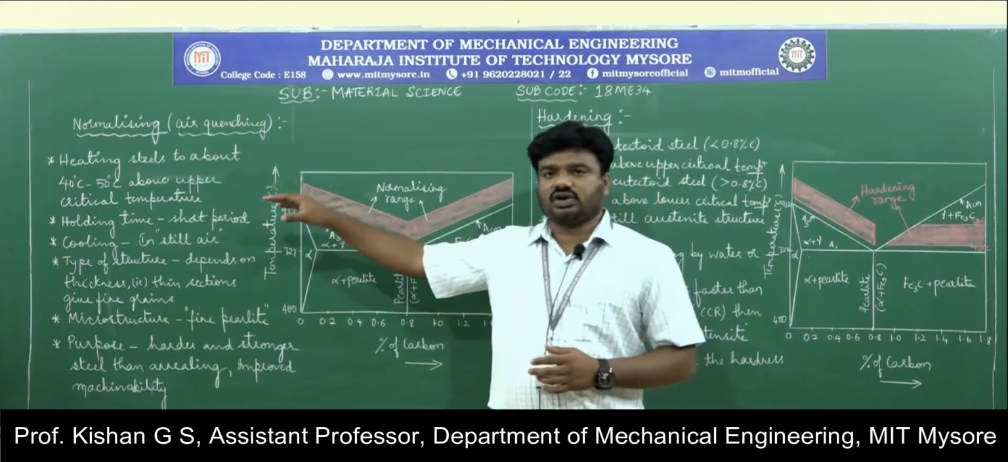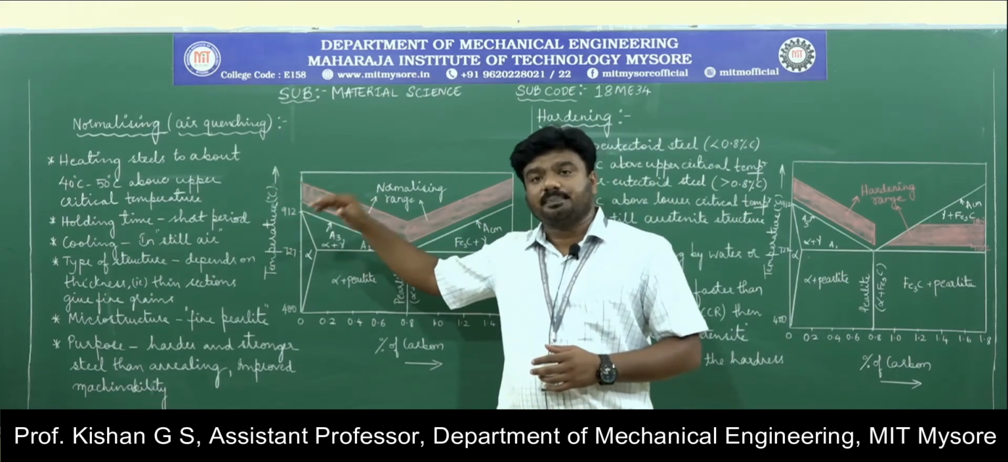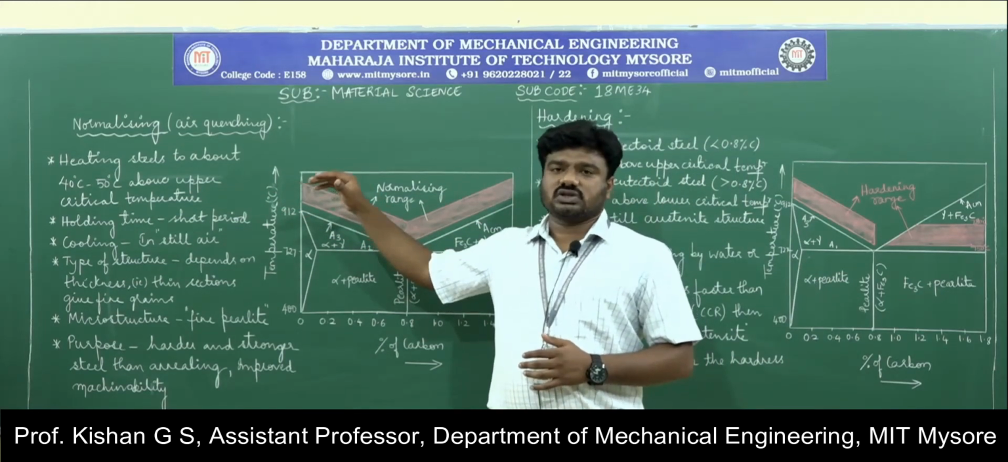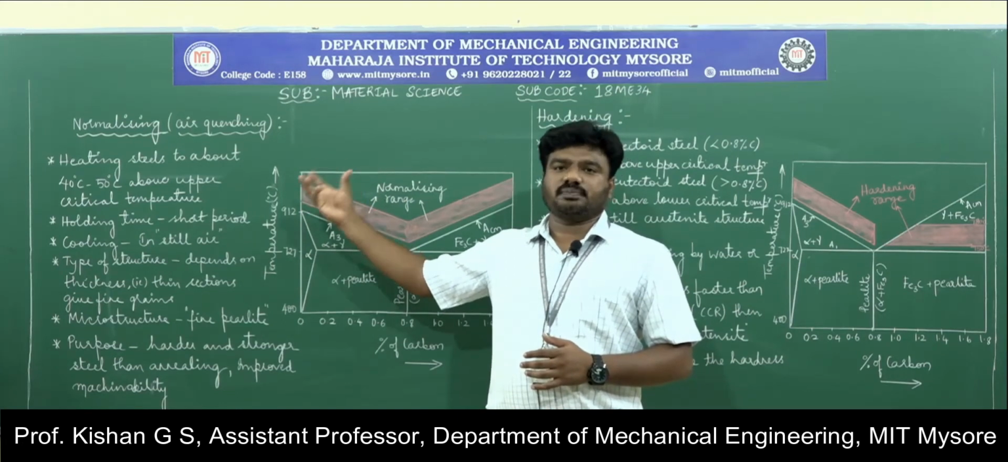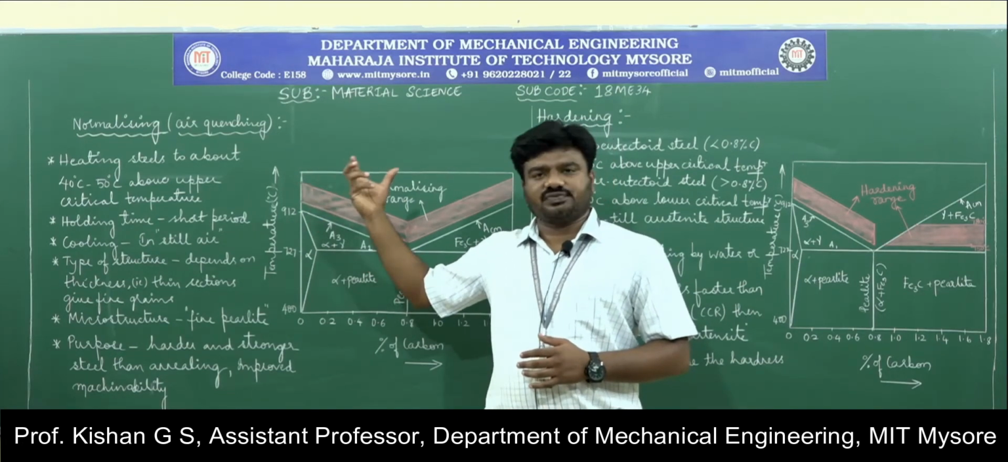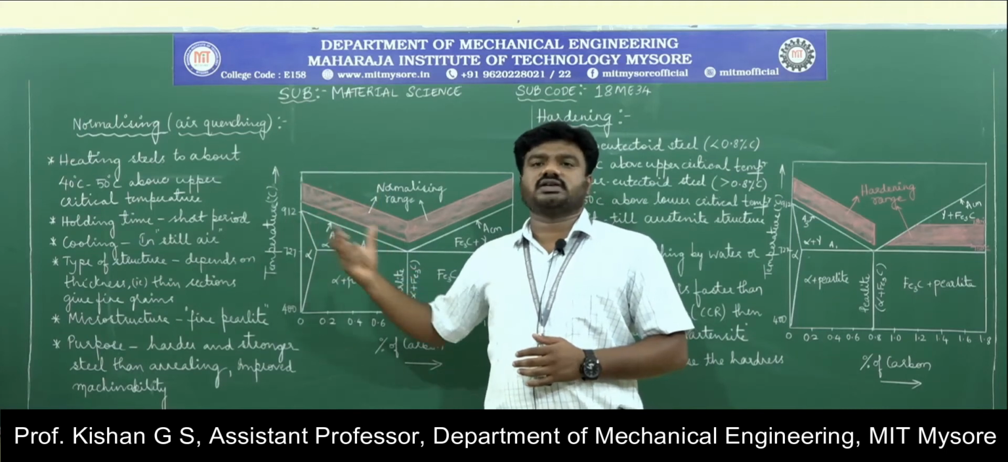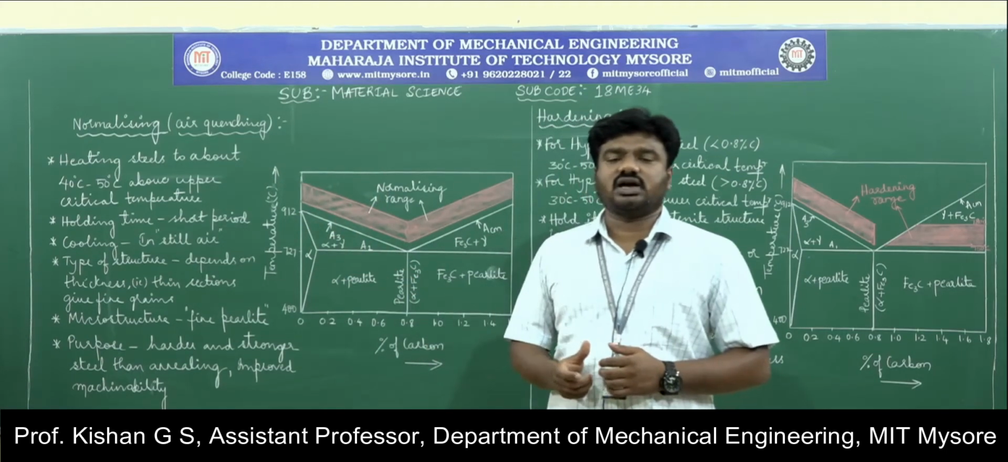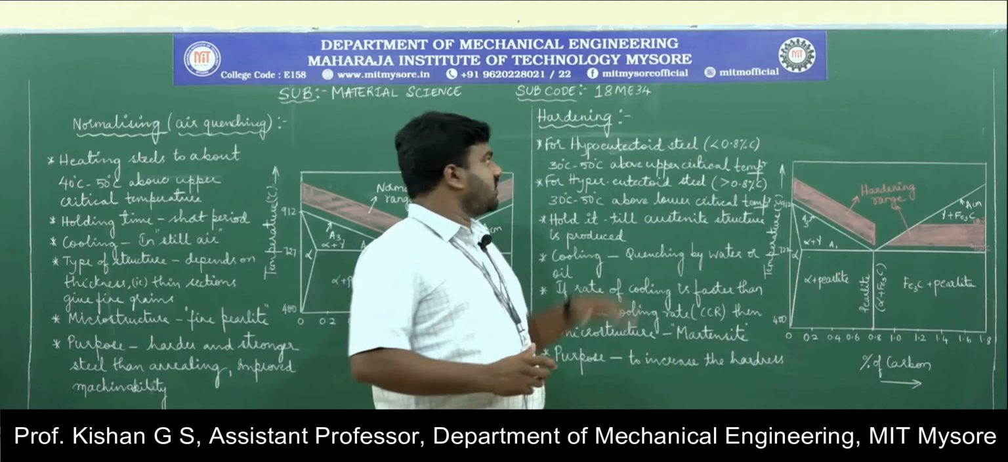Keep in mind, 40 to 50 degrees Celsius above the upper critical temperature. So that leads to the normalizing temperature or the heating temperature. Hold it for a very short period of time and then cooling is done through still air. Okay, so next comes the concept of hardening.